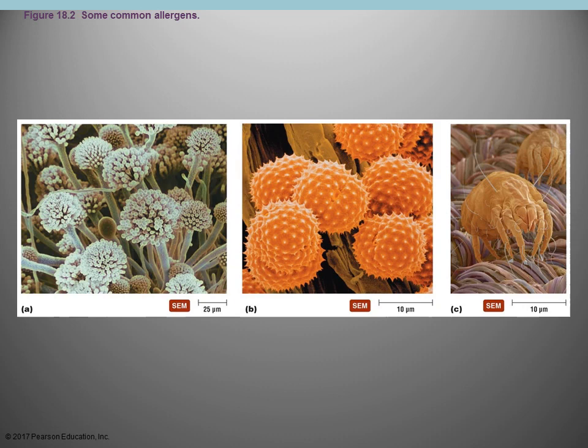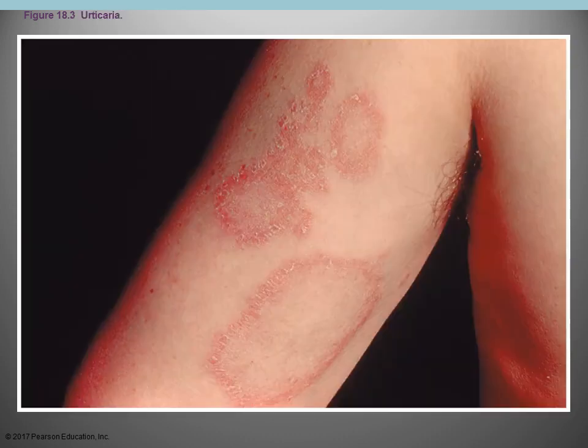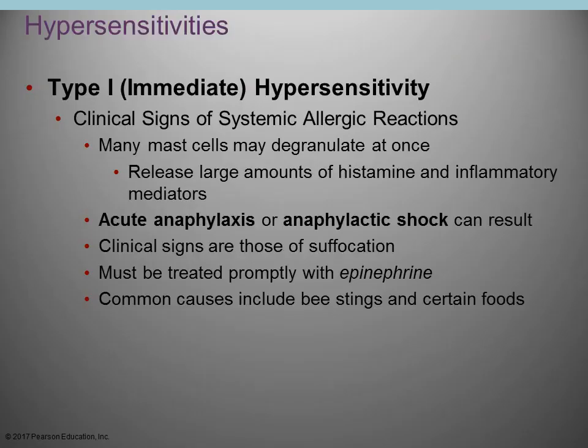In A, you can see some fungal spores. In B, you see pollen. And in C, you can see small things such as mites, which I'm sure everybody wants to see enlarged and magnified to that size. And like I said, you get hives or these rashes that may develop on the skin due to contact with those allergens.